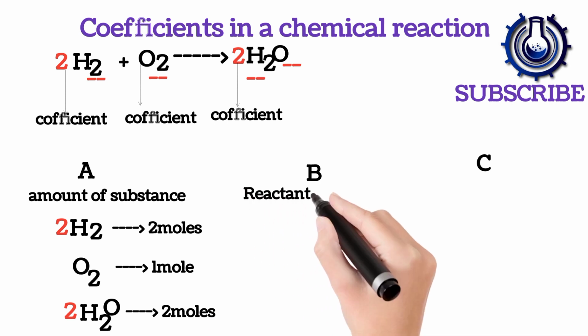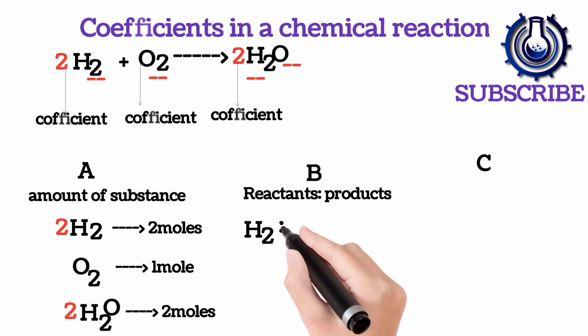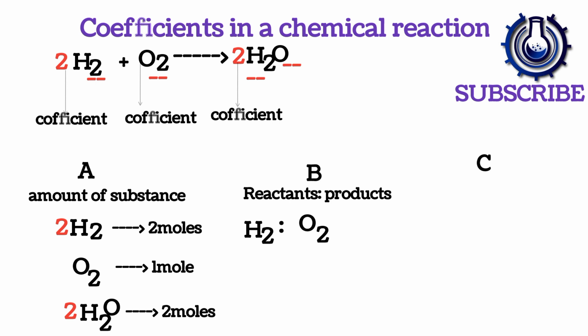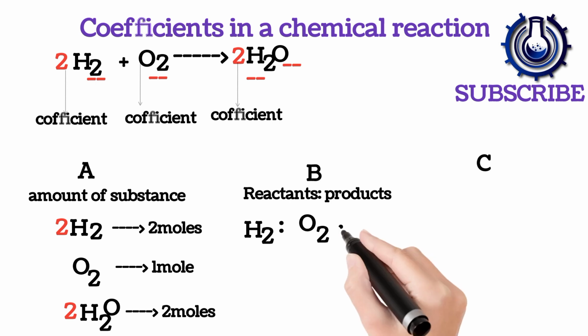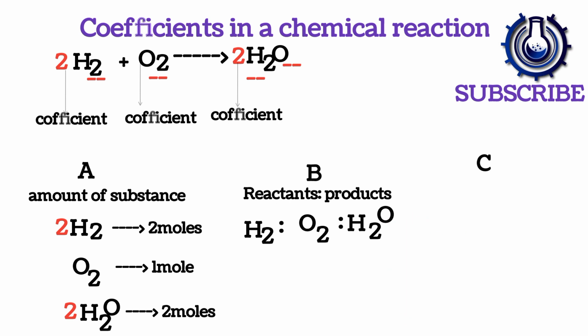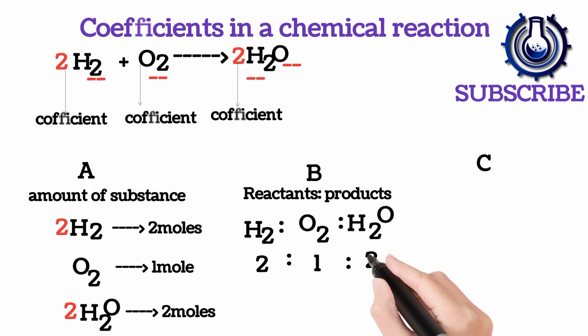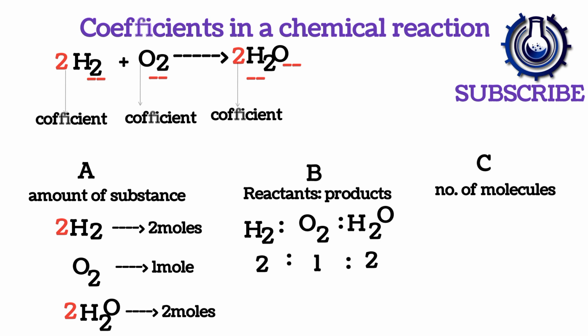Secondly, we can get the ratio of reactants to products. From the equation we can have the ratio of hydrogen to oxygen to that of water. In that case, the ratio is 2 moles of hydrogen to 1 mole of oxygen to 2 moles of water. These are the ratios in which they combine. That means anytime 2 hydrogen combine, 1 oxygen will react to form 2 moles of water.